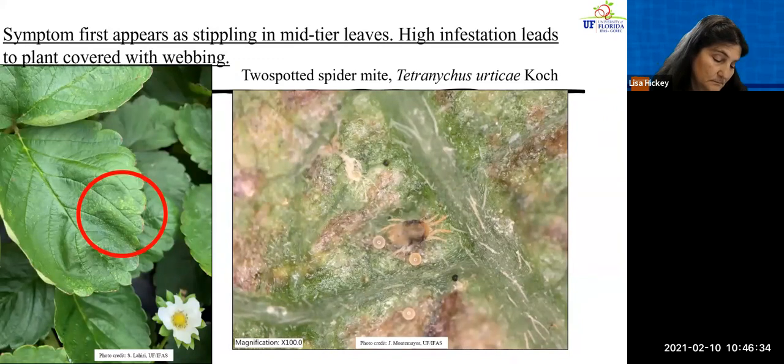The two-spotted spider mites are also piercing-sucking pests that are common pests of organic strawberries. In this picture, you can see an adult female with three of her eggs that are glued to the web that she has spun. Feeding on the strawberry leaflets causes the appearance of stippling, such as the one shown in the picture on the left. And intense populations of the spider mites will lead to the plant being covered with webbing.